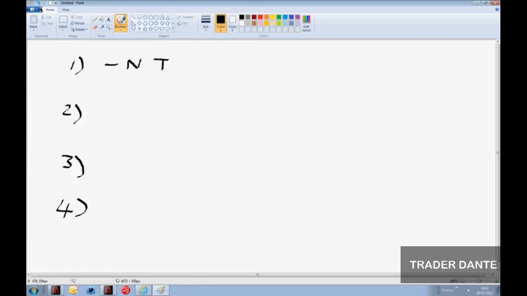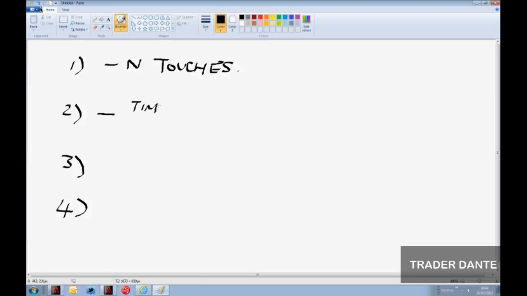And the things that I look for. Now, the first one is the number of touches. I'll put N touches. The number of touches it's got. The more touches, the more formidable that level is. So we like the greater number of touches, the better. Those are the areas that I'm instinctively drawn towards on the charts.